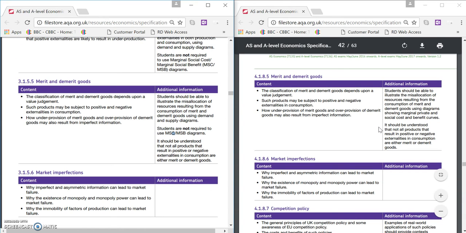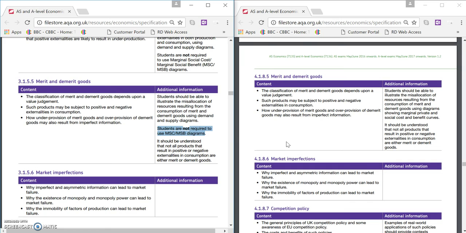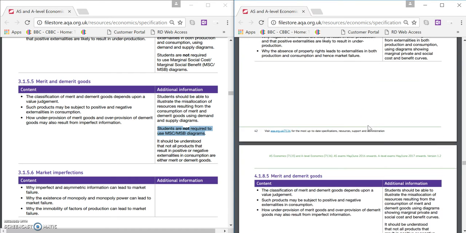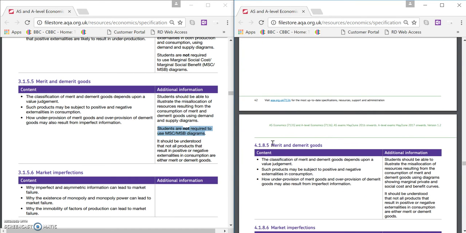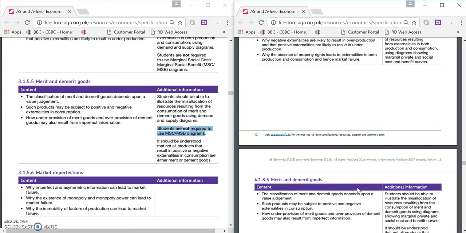It's all exactly the same, but again it's very clear. In the AS, it says you are not required to use MSC, MSB diagrams, which could have meant you used a lot of supply and demand or basic product market diagrams. But in the A-level, it does say you should be able to illustrate misallocation of resources using diagrams showing, again, marginal private, social cost and benefit curves. Okay, so we need to be able to use marginal analysis, not just for negative and positive externalities, but also when we look at merit and demerit goods, which of course result in issues on the consumption side. I'll move on.